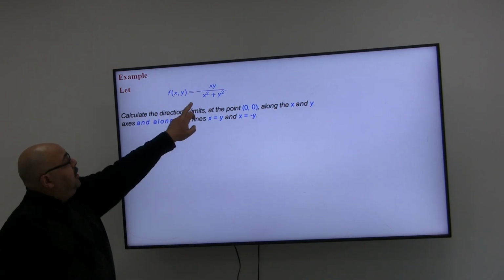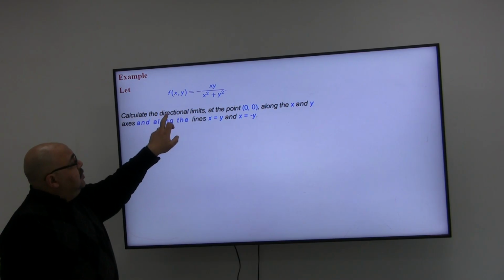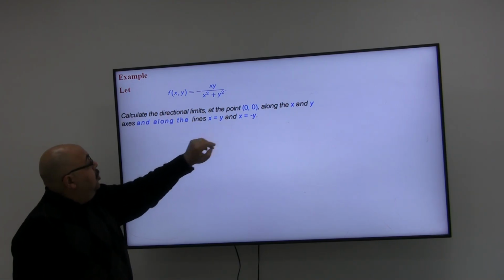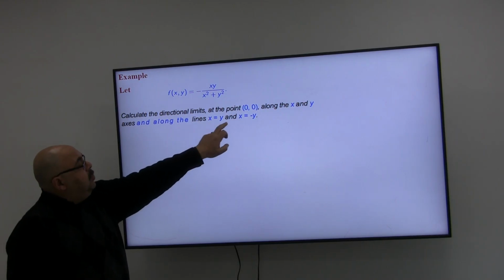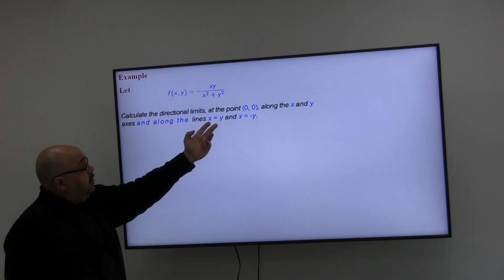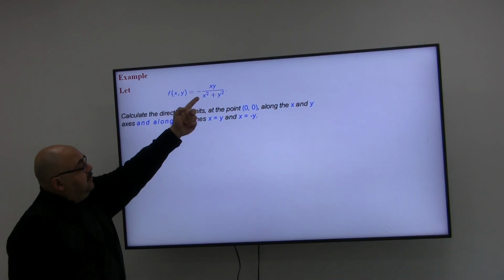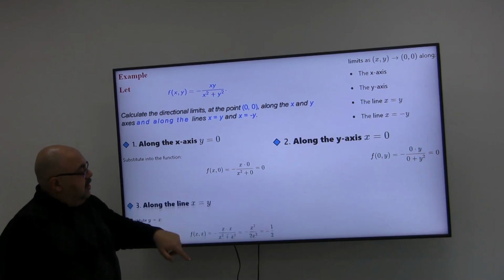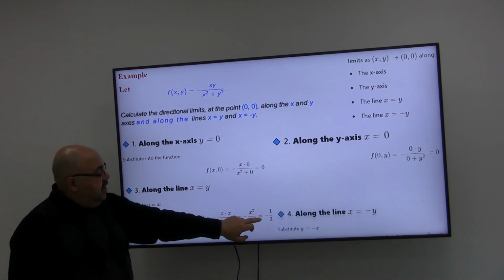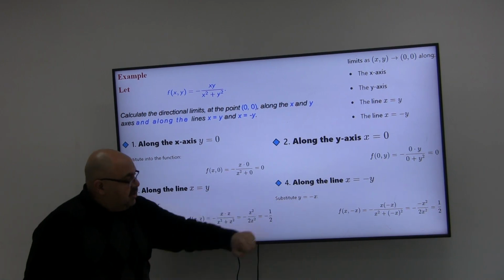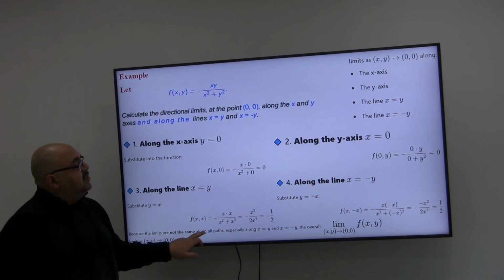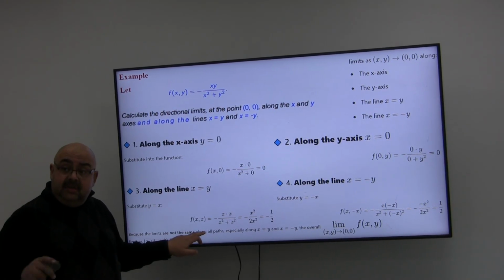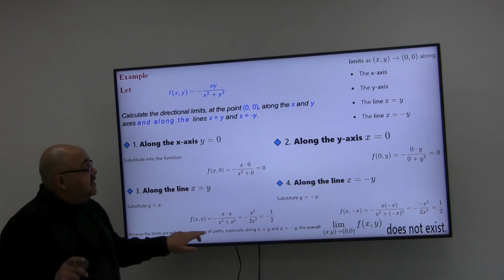So if I want to check this function, it asks you to evaluate the directional limits at the point 0, 0, using x equal to y or x equal to negative y. If I'm using these two relations, it gives me half or negative half. The limit doesn't exist. So if you are using 0, and if you are using this, this is going to be negative half, this is going to be positive half. So simply the limit doesn't exist for this problem, because if you are using various paths, the limit is not going to equal the same value.